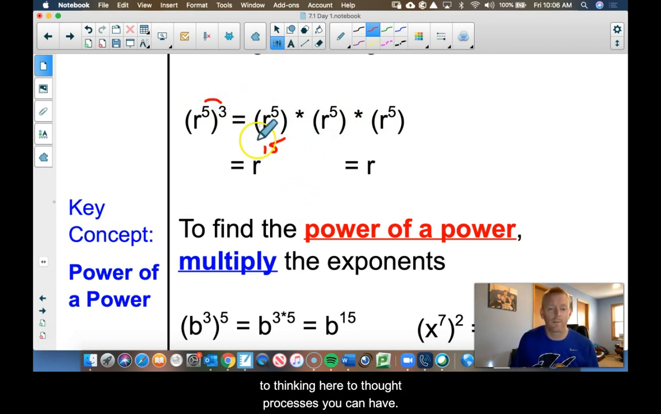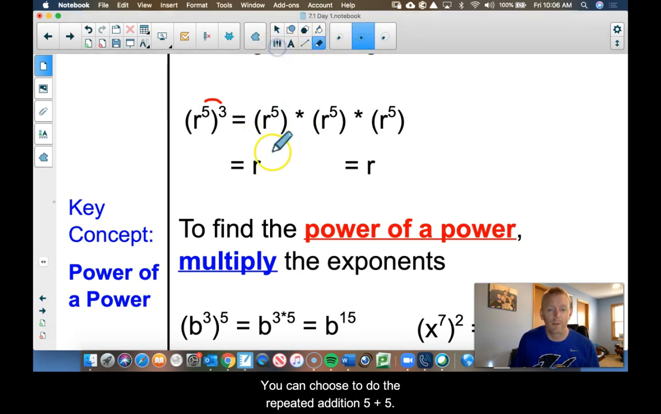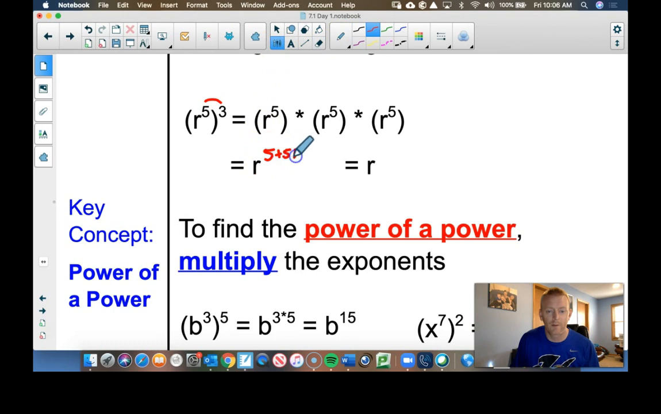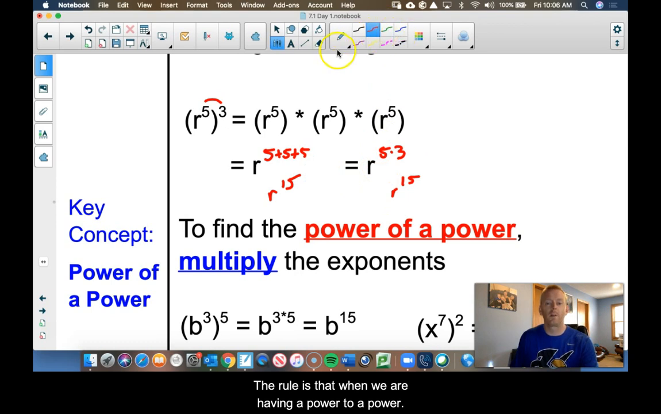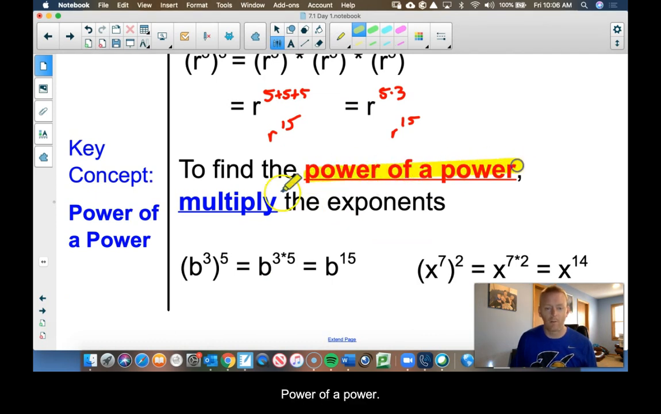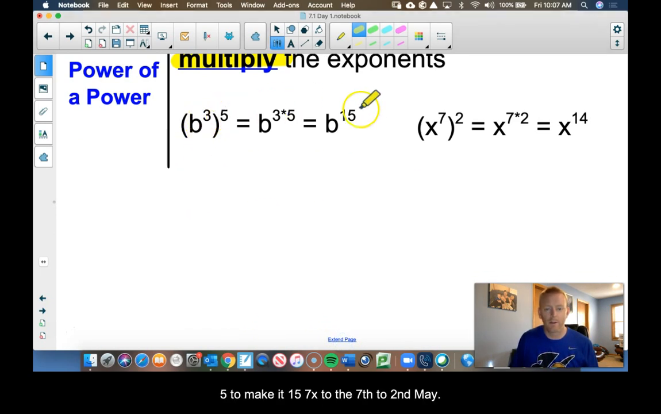So you have two thought processes here. You can choose to do the repeated addition, 5 plus 5 plus 5, or more simplistically, you can do 5 times 3 because 5 plus 5 plus 5 means 5 times 3. Both of them make an R to the 15th. So the rule is that when we are having a power to a power, we multiply. So a power of a power, multiply. So again, down here, we multiply 3 times 5 to make it 15. x to the 7th to the second makes x to the 14th.